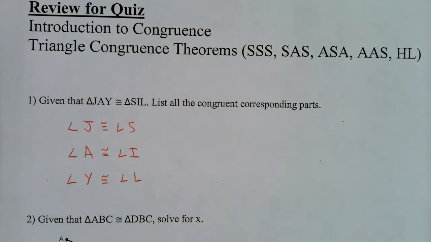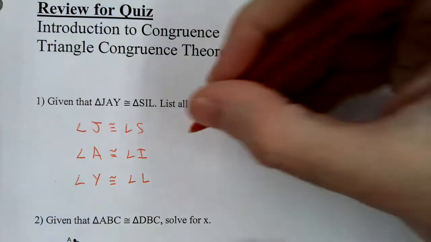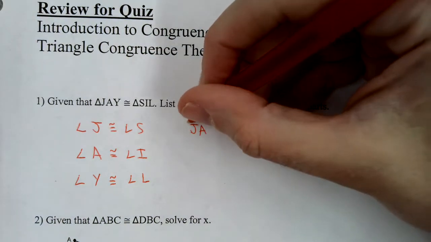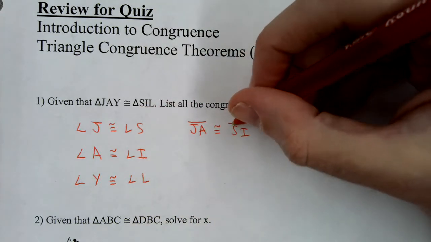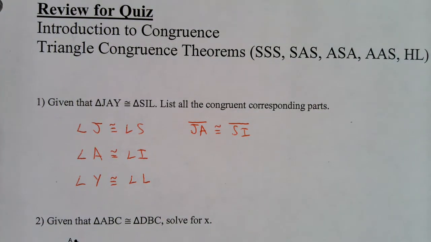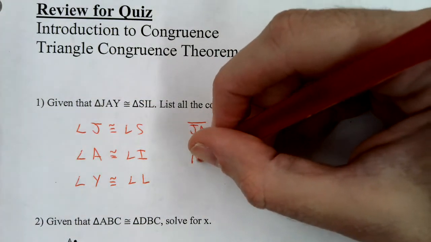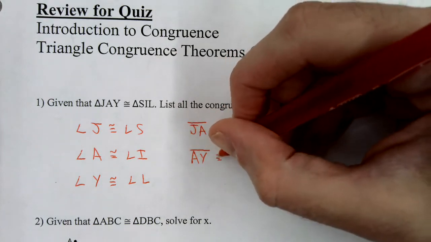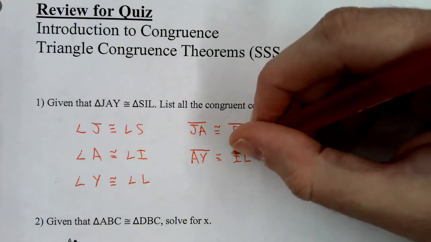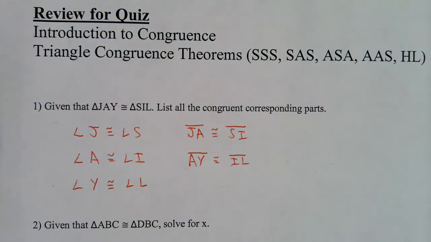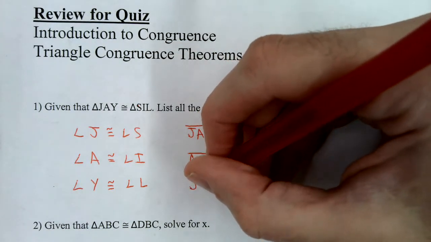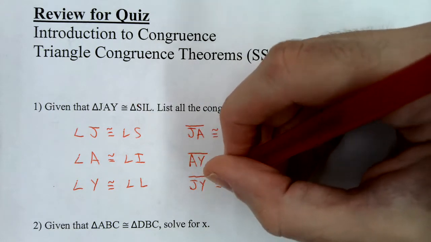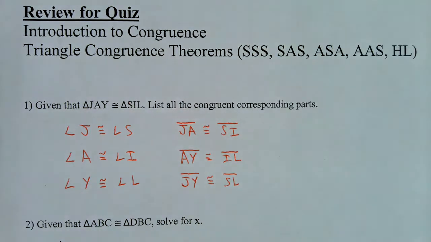Now let's take care of all the sides. Segment JA, first and second, is congruent to segment SI, first and second. Then segment AY, second and third, is congruent to segment IL, second and third. And segment JY, first and third, is congruent to segment SL, first and third.